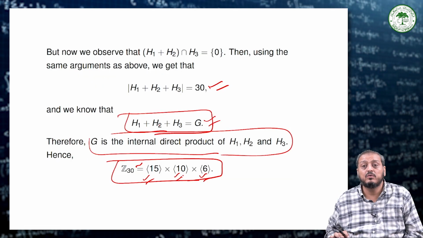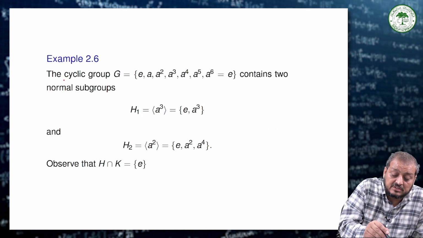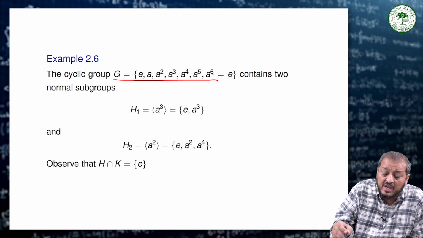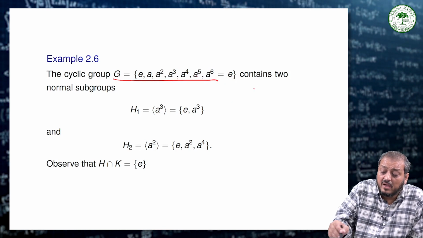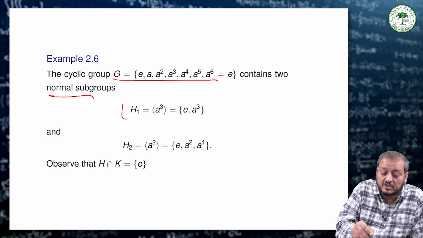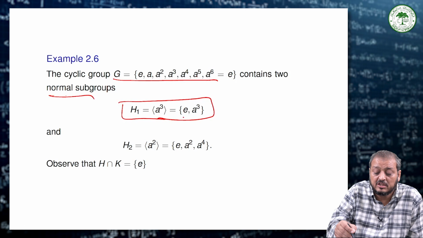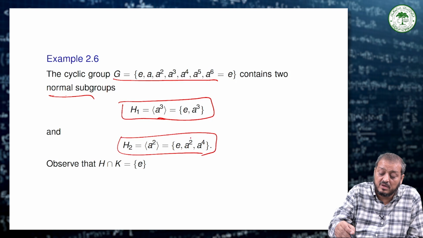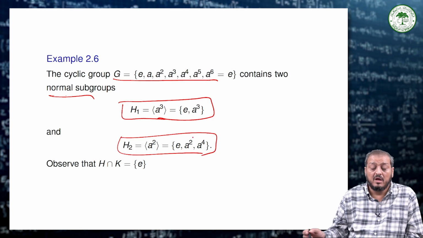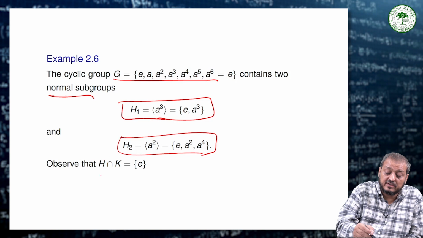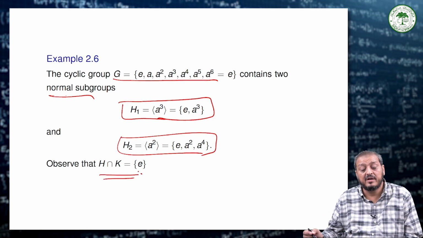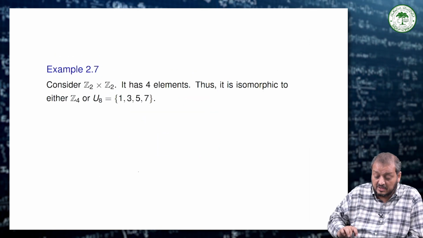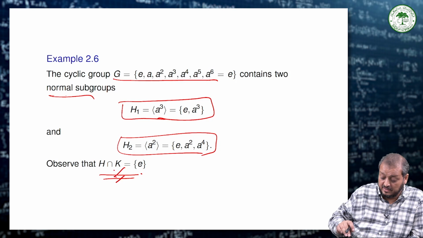Okay, now let us try one more example. Let G be a cyclic group of order 6. We can see that this contains two normal subgroups. H1 is generated by a cubed, which is equal to {e, a cubed}, and H2 is generated by a squared, which is equal to {e, a squared, a to the 4}. If you take the intersection, it is clearly the identity, because this group is under multiplication, so the intersection is equal to the identity.